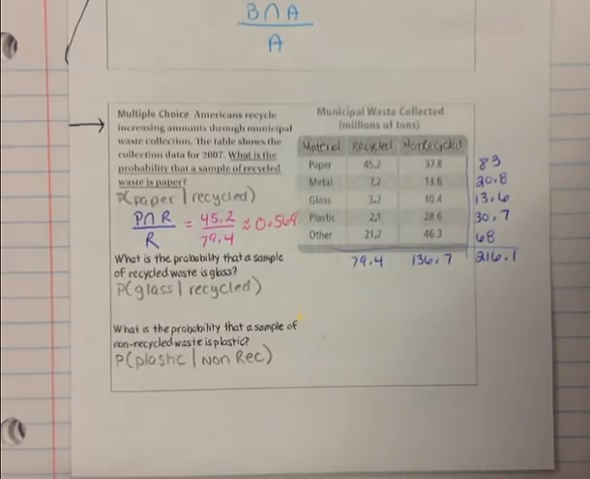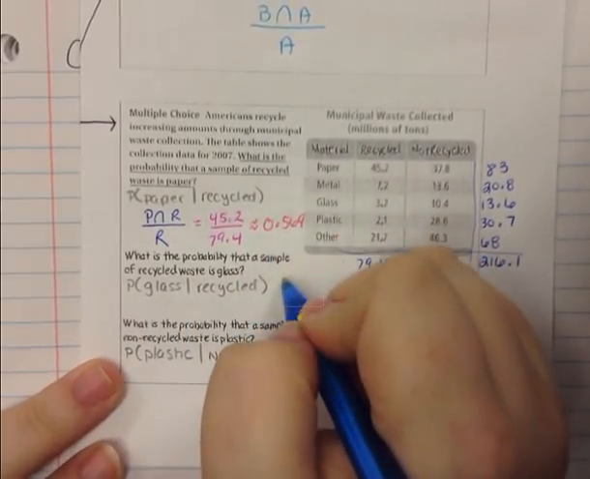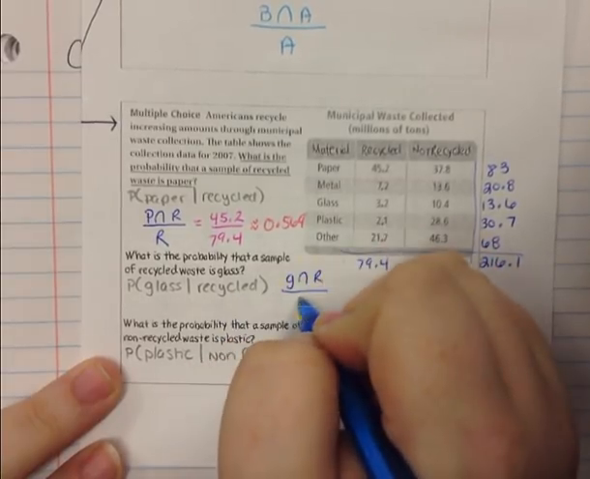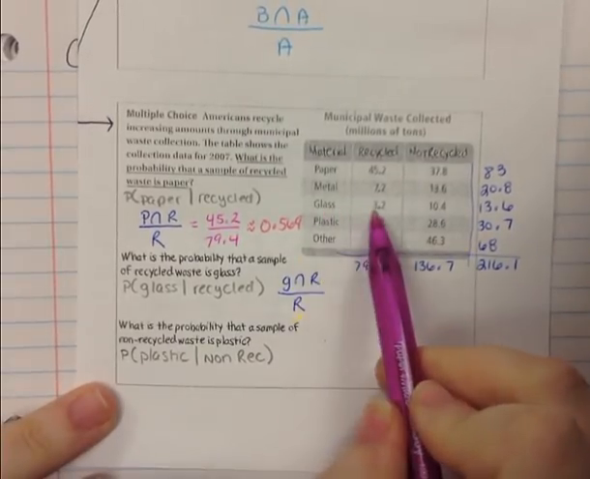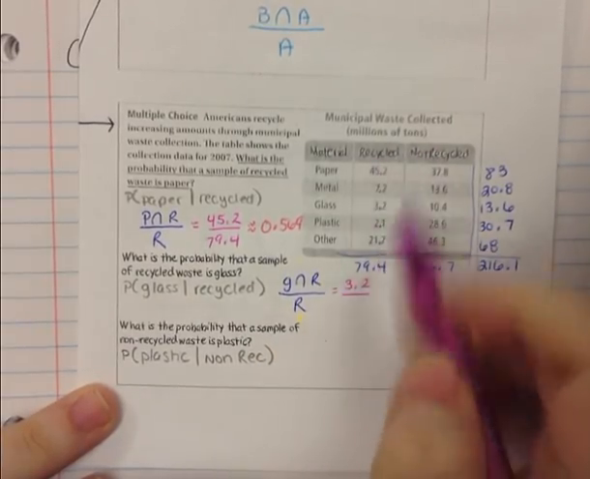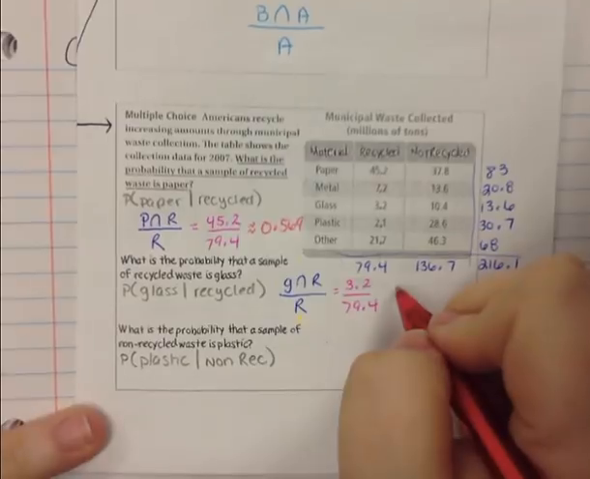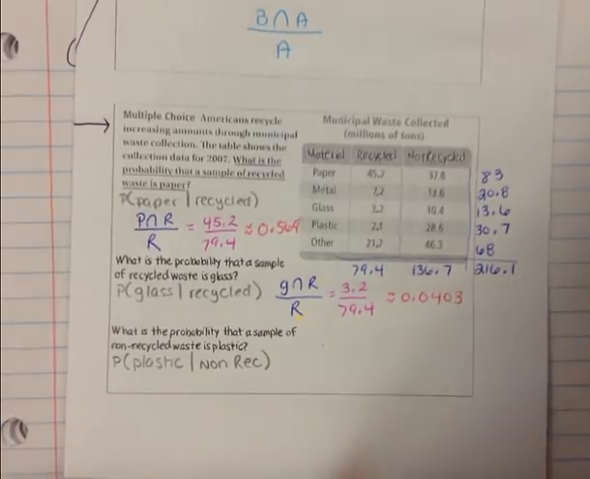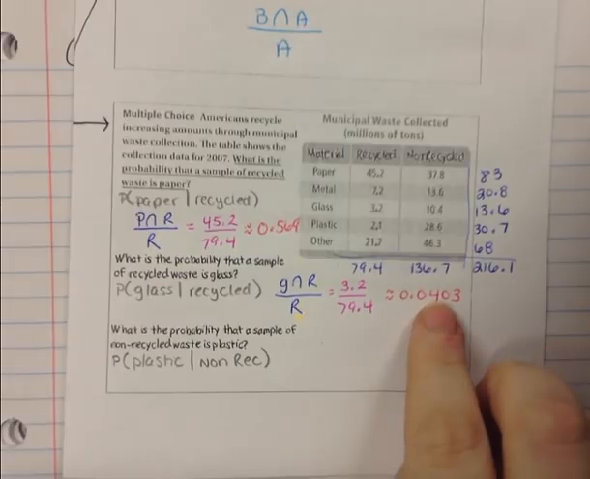Do the same thing with the next one. We want the probability of the glass, that is glass given that it came from recycled. So we want glass intersect recycled over, we want it has to come from the recycled. So glass, find your glass, and the recycled is 3.2. Divided by, again, the entire recycled is 79.4. If we plug that in, 3 significant figures, that's roughly 0.0403. Again, 3 significant figures, the 4 is where you start your significant figures.